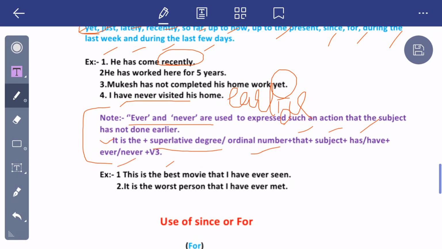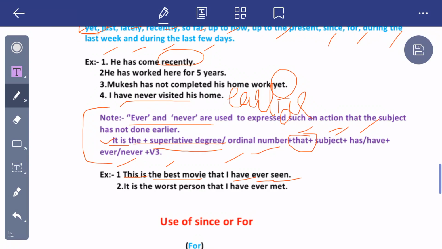Such as, look at the first sentence, this is the best movie that I have ever seen. So in this sentence what is given? This is given, or it is, both are same, no problem at all. The plus superlative degree is given there. After that what is given there? That is given. Then you will use the subject, then has or have plus ever or never, and after that we will use the third form. Look at the second sentence, it is the worst person that I have ever met.